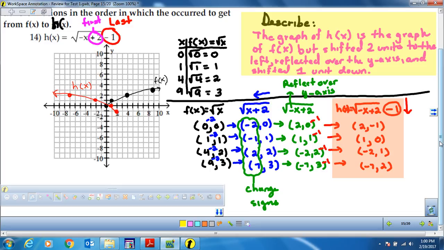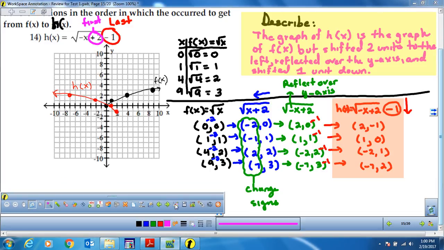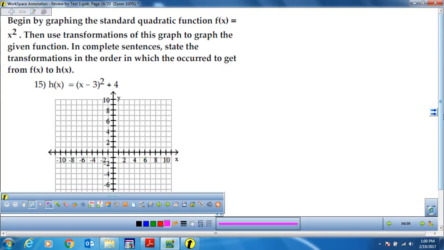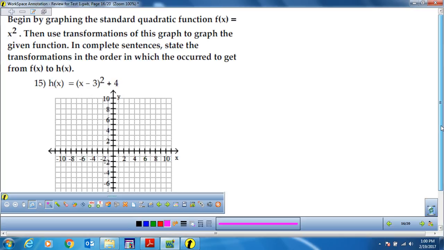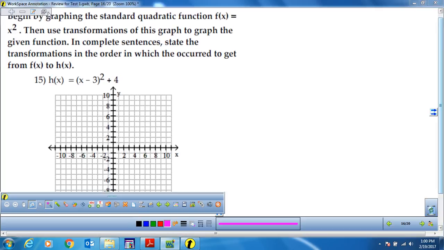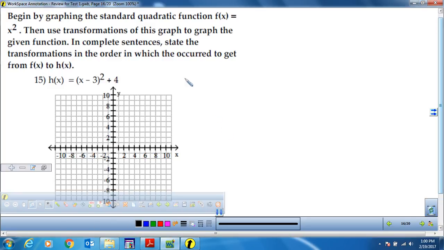Alright, so next problem. Now we are going to do the same thing with this one. It says that we are going to begin by graphing the function f of x equals x squared, and then we're going to use transformations to create the graph of the function h of x equals (x minus 3) squared plus 4. So let's start with the function f of x equals x squared.